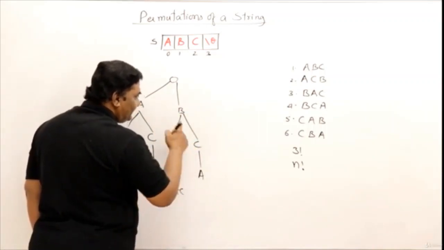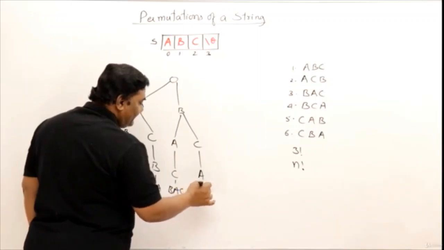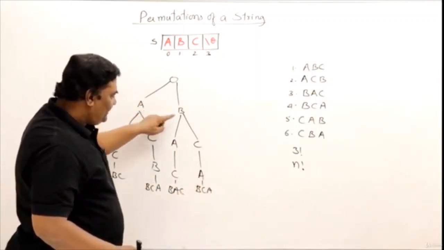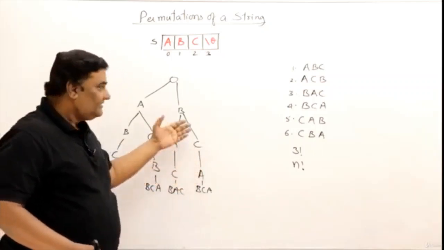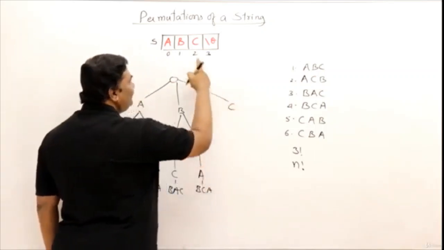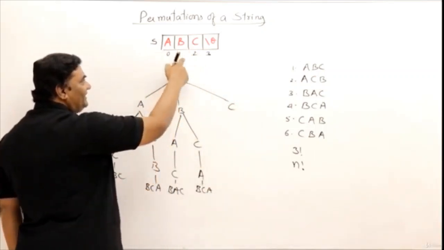Then next is A. So BCA. This is BCA, another permutation. So for B, A and C both we have tried. So let us go back to the main starting point and take the next letter C. So now I am starting with C. So what are remaining? A and B.